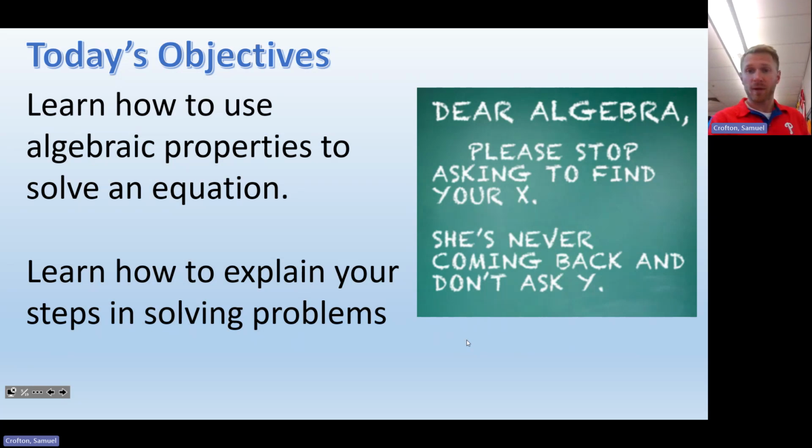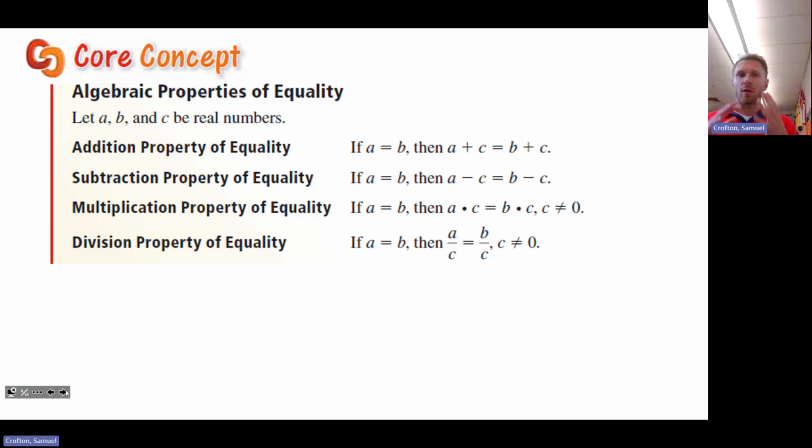and justifying it. So you should have a sheet that lists out all of these key properties that we're going to be using. And it starts off with these four, which are algebraic properties of equality. So there's the addition, subtraction, multiplication, and division property of equality.